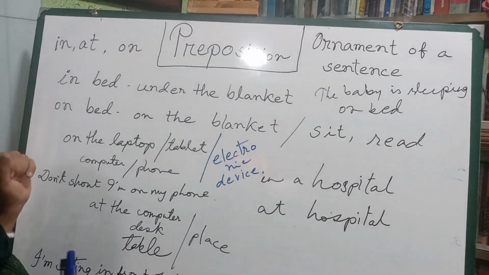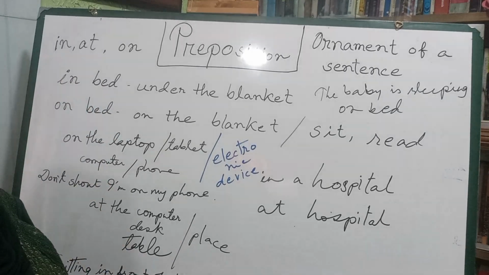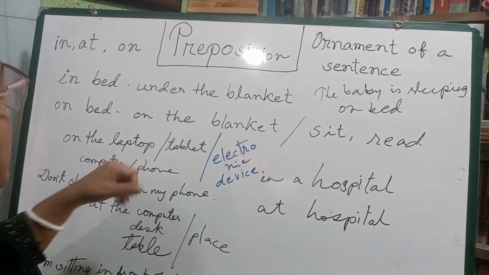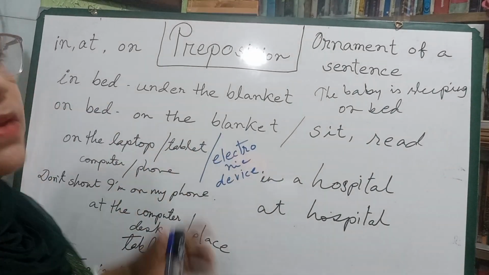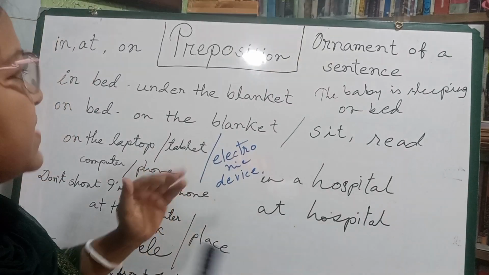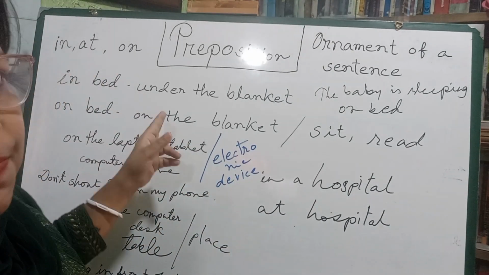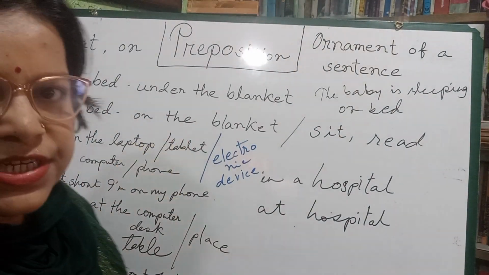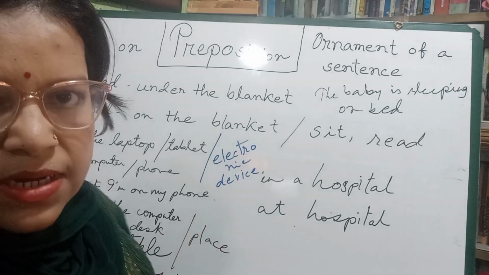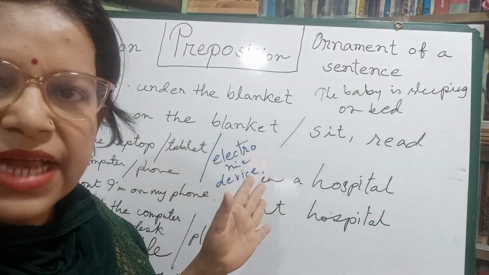In bed or on bed. In bed means the baby is sleeping, because the baby is under the blanket. That's why I will write, the baby is sleeping in bed. But when I sit for reading, just for fun, in that time I have to use, I am on the bed.